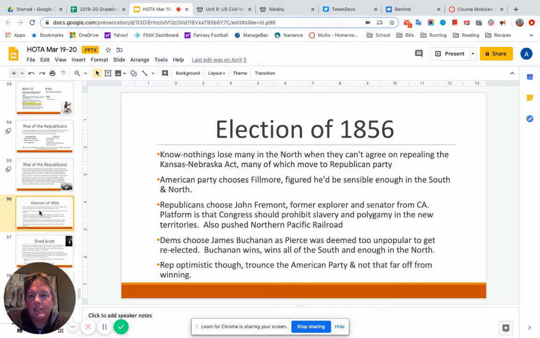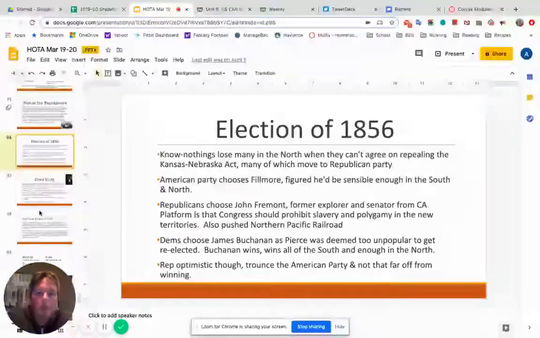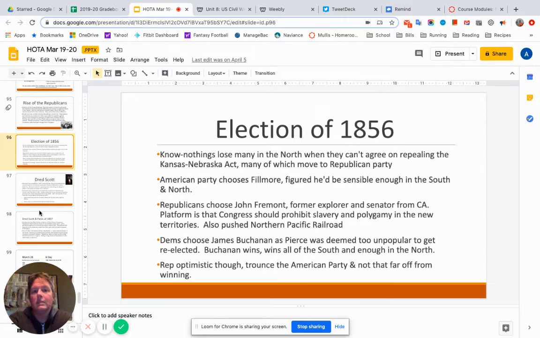So moving forward, we go to the election of 1856. I know usually I have 3 slides. Sorry, we've got 5. We've got a lot to talk about this session with notes. The Know Nothings for the most part are non-existent by 1856, and most of those people who supported them move to the Republican Party. Those who are left in the American Party choose Millard Fillmore. They figure he was a nice enough guy, was president early in the 1850s as he took over for Taylor.